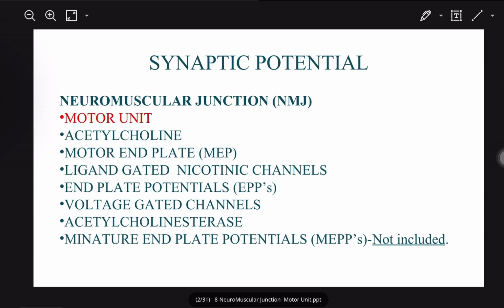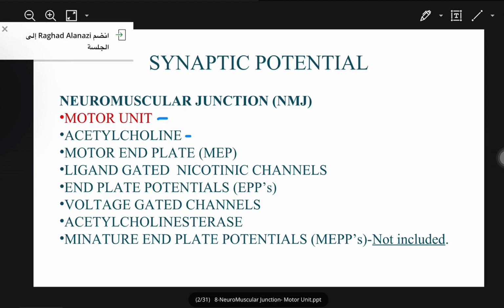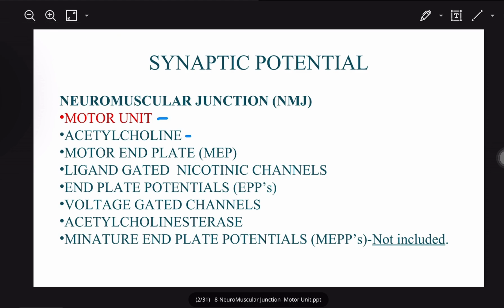So it's a synaptic potential. As you remember, this is the last part we talked about in the previous lecture, which has three types, and this is one of them. We will talk about the neuromuscular junction. We're going to talk about the motor unit in general, and acetylcholine. You remember acetylcholine from biology. We will talk about the motor end plate. This is one of them. And then the ligand-gated nicotinic channels and the end plate potential, abbreviated EPP.